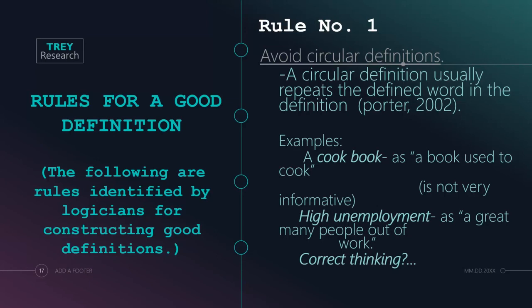Avoid circular definitions. Rule number 1. A circular definition usually repeats the defined word in the definition. So parang paulit-ulit siya, no? Example here, a cookbook. A book used to cook. Okay, parang paulit-ulit siya. Parang you're just going around the circles, no? It is not very informative. You don't get a definition from it because you're just playing with words.